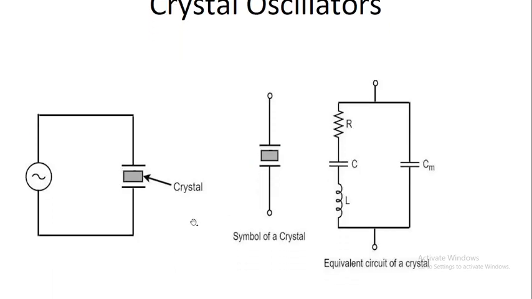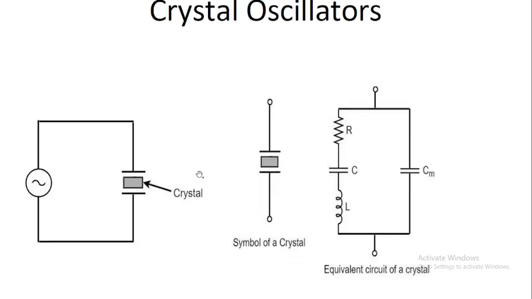Now you are seeing the symbol of the crystal and the equivalent circuit of the crystal. Here a source and the crystal can be placed. The crystal is held by plates, so these two are called the crystal plates, and this is the crystal slab.